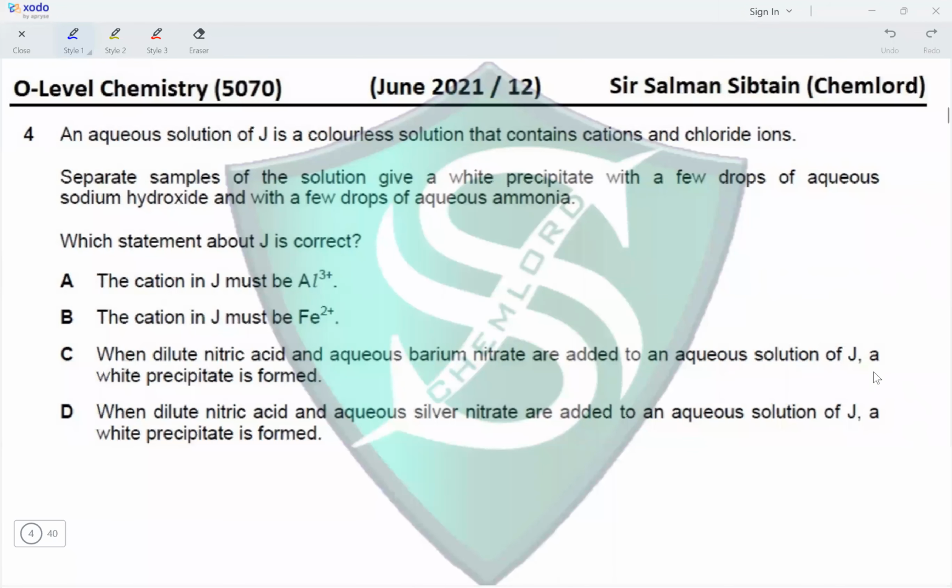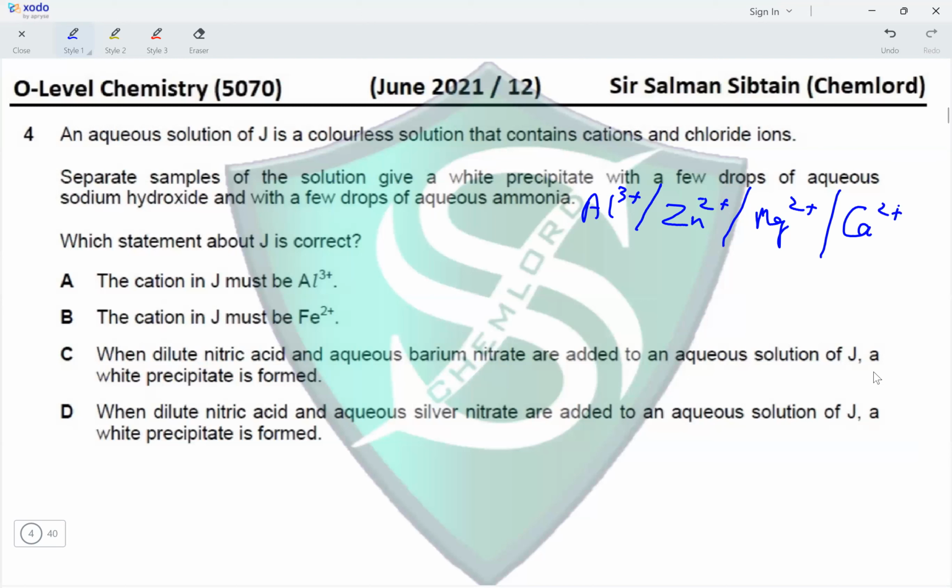Question 4. An aqueous solution of J is a colorless solution that contains cations and chloride ions. Separate samples of the solution give a white precipitate with a few drops of aqueous sodium hydroxide and with a few drops of aqueous ammonia. So this actually tells us that we have Al3+ or Zn2+ or Mg2+ or Ca2+ present.